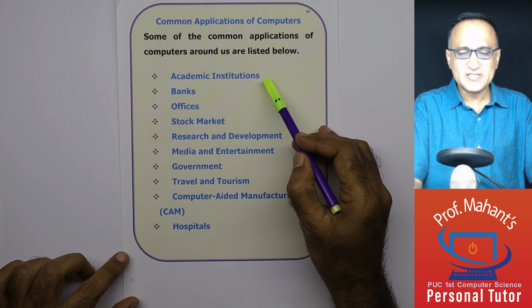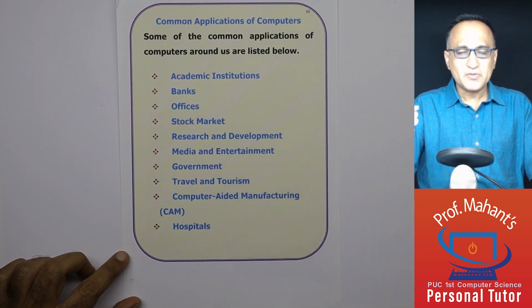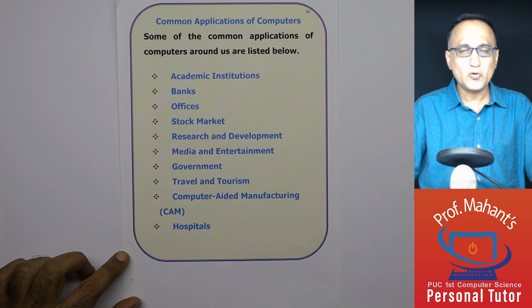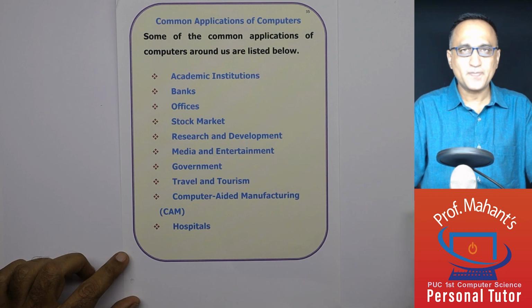Let's take a look at the first example, which happens to be academic institutions. From the time you take admission to a college, to your mark processing, to your grades, to your leaving certificate, everything to your maintaining of accounts, your library borrowing, library returns, everything is automated using computers.